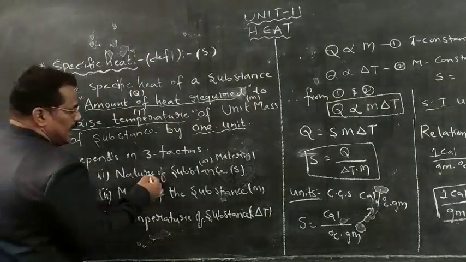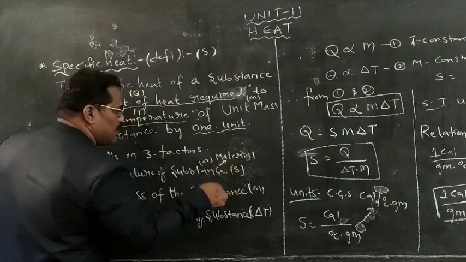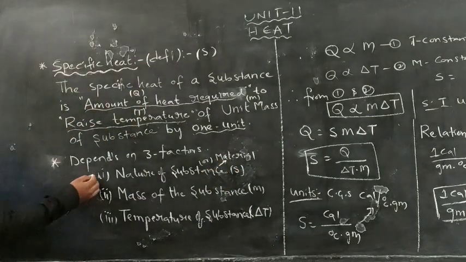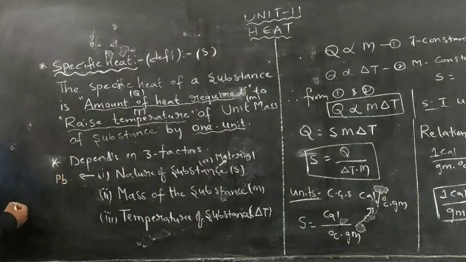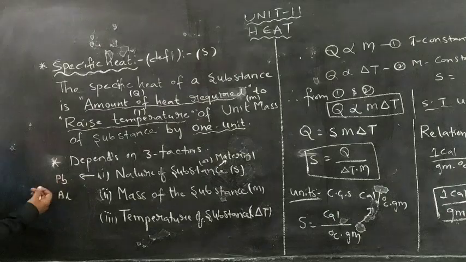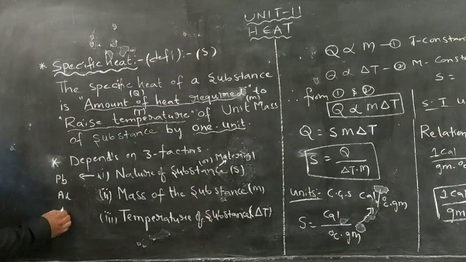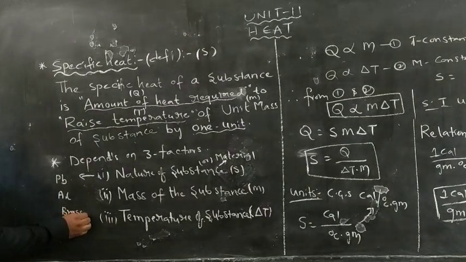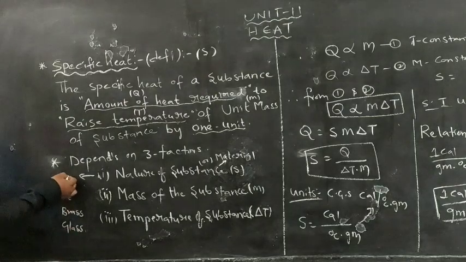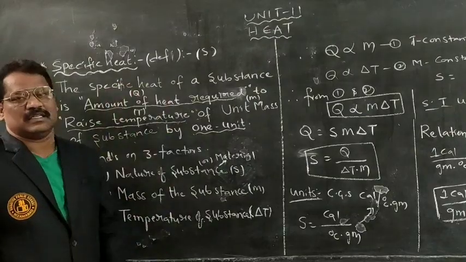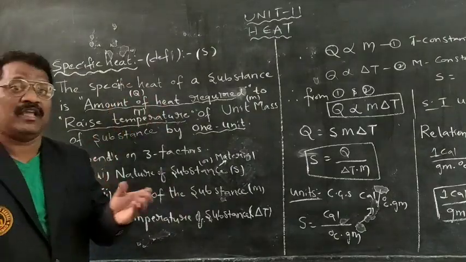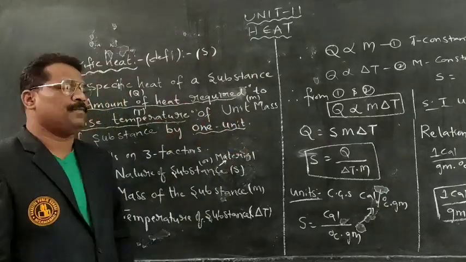The first one is the nature of the substance or material. It may be any metal. Lead is a metal, as well as aluminium is a metal, a different material. Similarly, brass is also a different material. Glass is also a different material. Therefore, the specific heat of a substance depends upon the nature of the material.